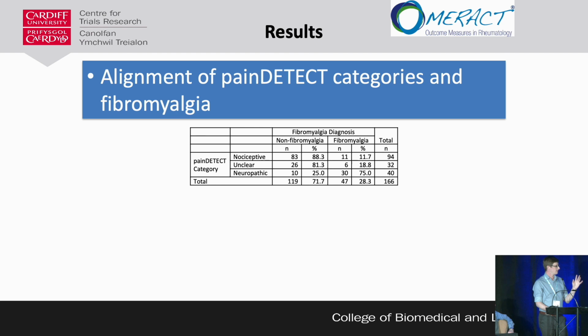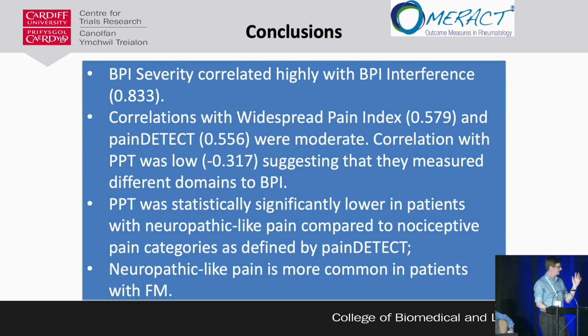And then lastly, we aligned the Pain Detect categories, you can see on the left, with fibromyalgia diagnosis on the top. And what we see is that neuropathic pain is more common in those with fibromyalgia. So just to go over those points again, severity and interference in the brief pain inventory are highly correlated, but those correlations with the other measures are much lower, sort of in the moderate range, and also correlation with pain pressure threshold is very low. PPT, pain pressure threshold, was much lower in patients with neuropathic pain compared to those with nociceptive pain, and also neuropathic pain is more common in patients with fibromyalgia.